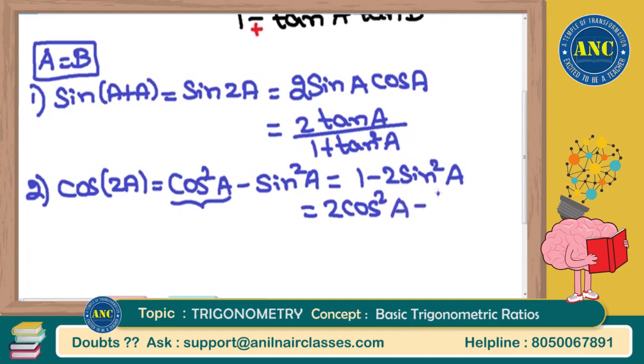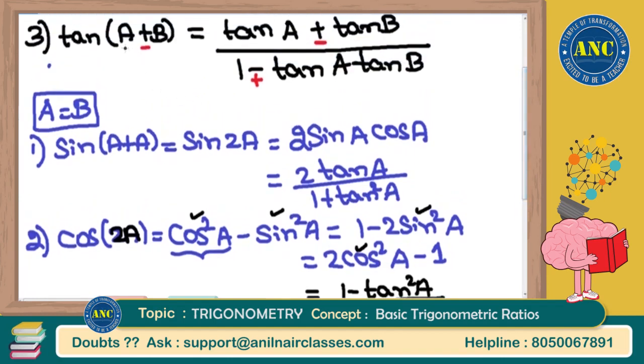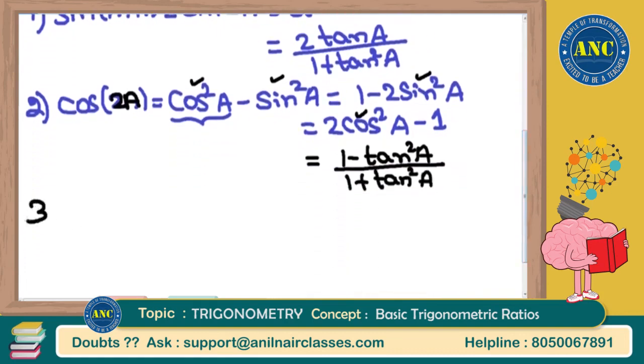Please understand the intent of writing all these things in my first class itself. Can I say that in some of the examples, cos 2A should be written in terms of both cos and sin. I will make use of this identity. Only sin, I will make use of this identity. Only cos, I will make use of this identity. If I want to express in only tan, it is 1 minus tan square A divided by 1 plus tan square A, right? And the last equation, if I put A is equal to B, it is the tan of A plus A, it is the tan 2A, right?